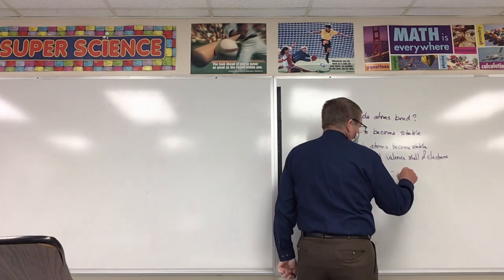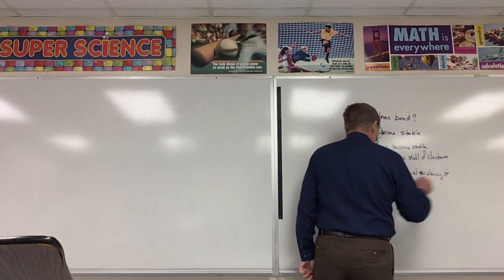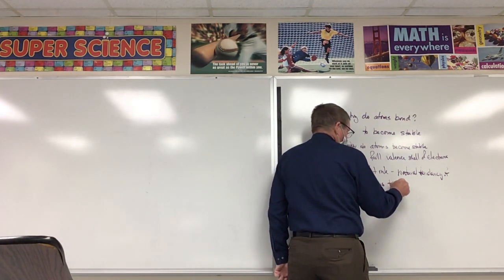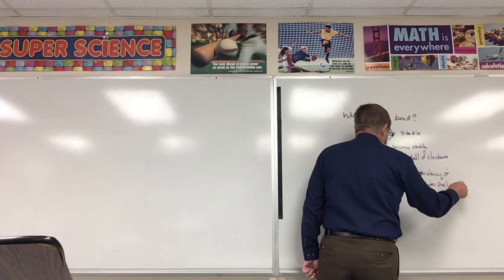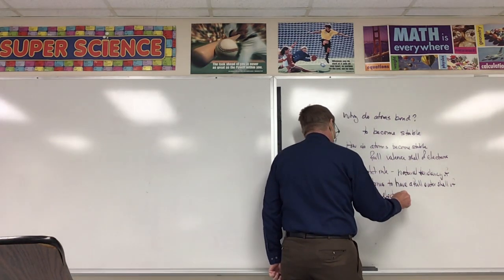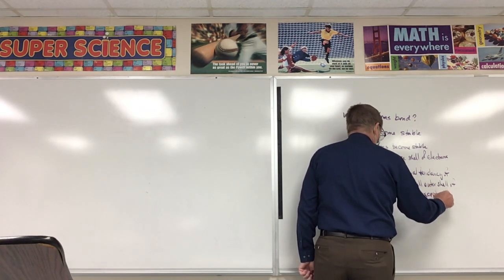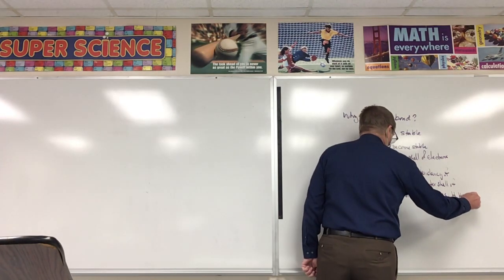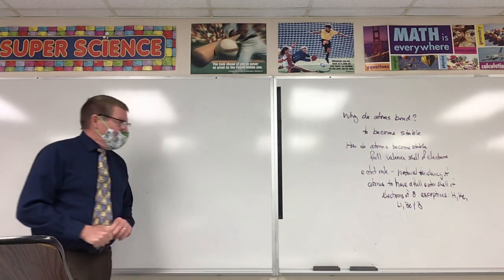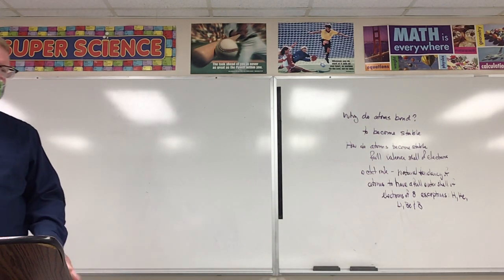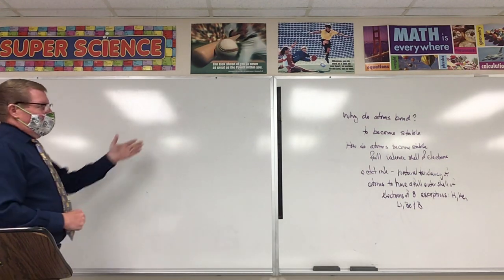So the octet rule is the natural tendency of atoms to have a full outer shell of 8 electrons. The exceptions would be hydrogen, helium, lithium, beryllium, and boron. All right, so when we're bonding, we bond and become stable.